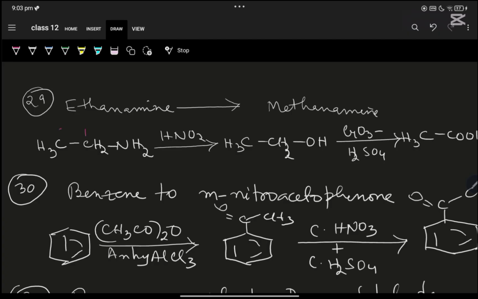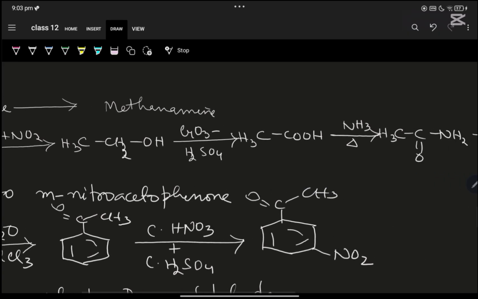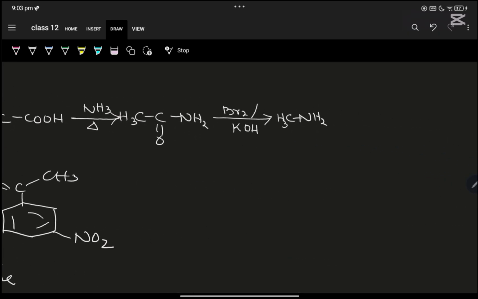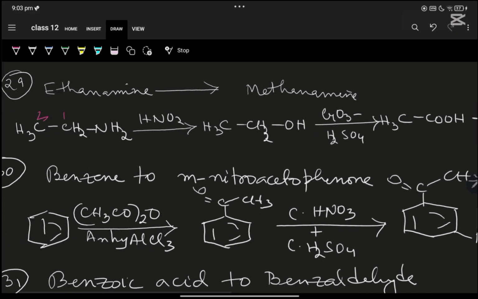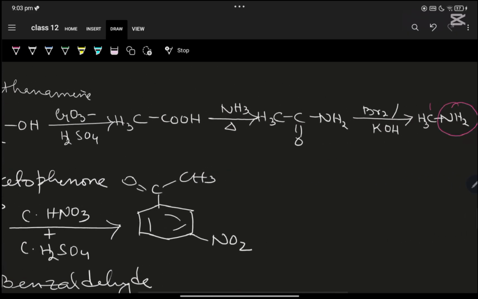Now ethanamine to methanamine. Ethanamine was having 2 carbon atoms. Methanamine is now having 1 carbon atom. Always remember, if you need to decrease the number of carbon atoms and the compound has NH2, somewhere you need to get into the path of Hofmann bromamide. So here, how to go to Hofmann bromamide? Because Hofmann bromamide requires CONH2.